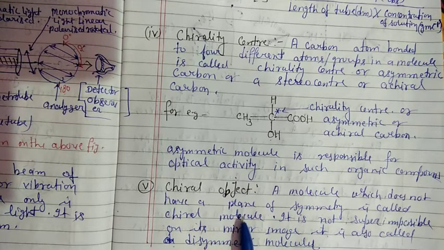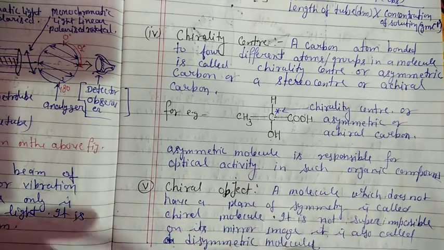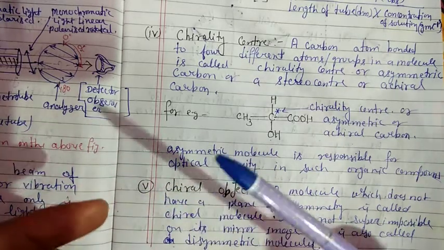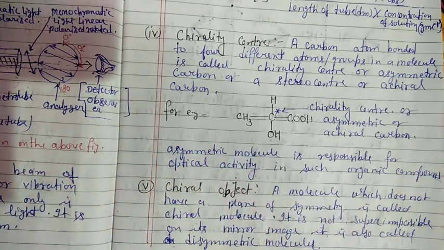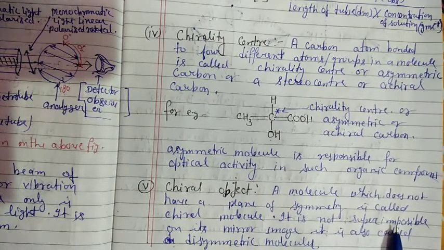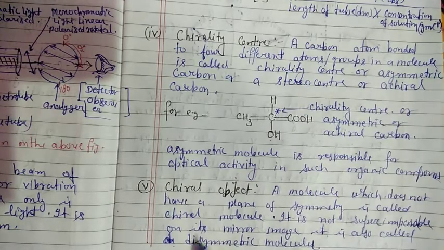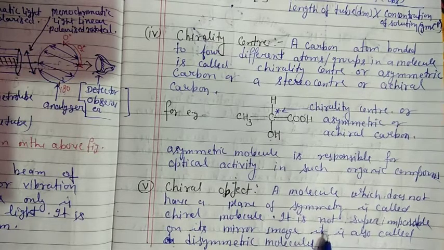Symmetry is mainly of 3 types: plane of symmetry, axis of symmetry, or point of symmetry. Okay, students, it is non-superimposable on its mirror image. It is also called a dissymmetric molecule.